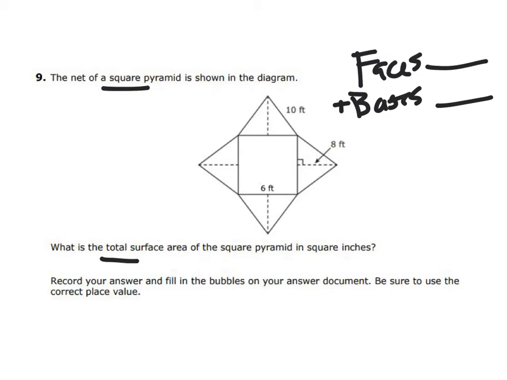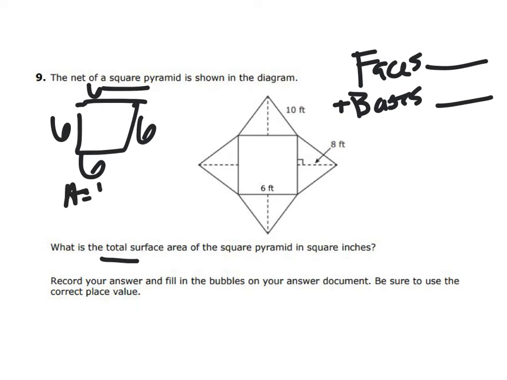So I'm going to do the base first because that will be the easiest. It's a square. So that means if this side is 6, this side is 6, and all sides are 6. If I do area equals base times height, I do 6 times 6 for a total of 36. So the area of the middle here is 36.